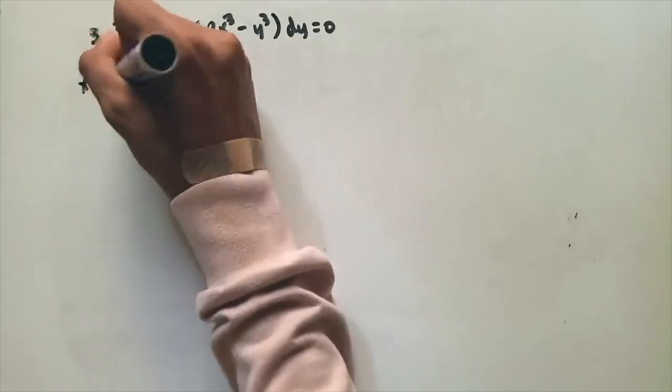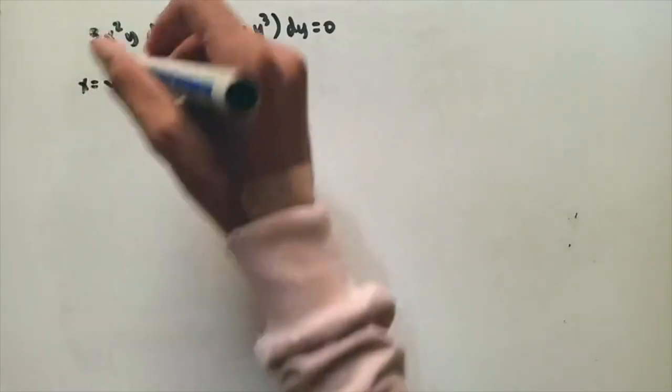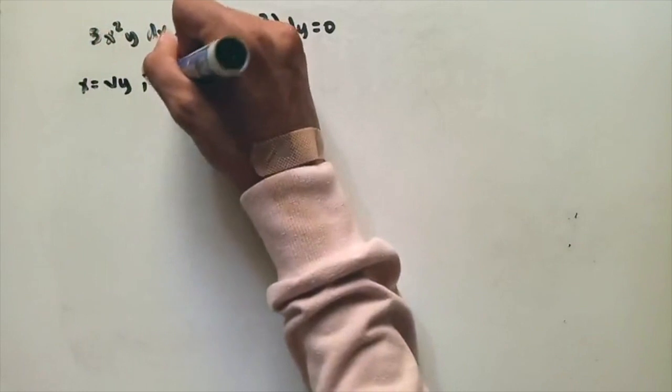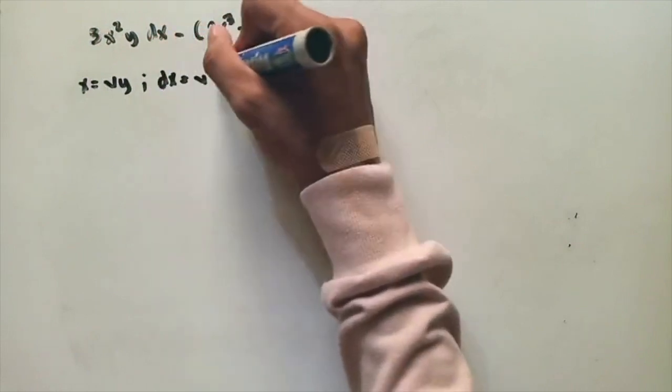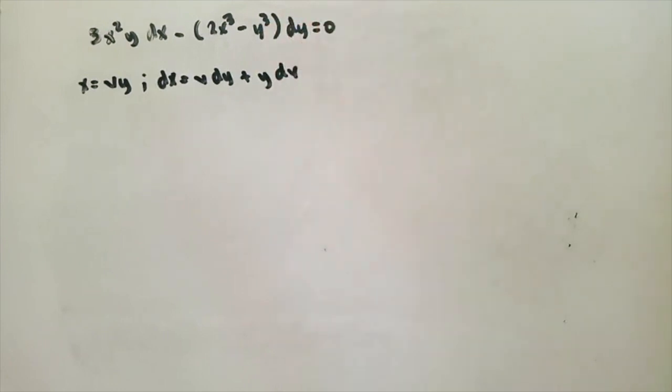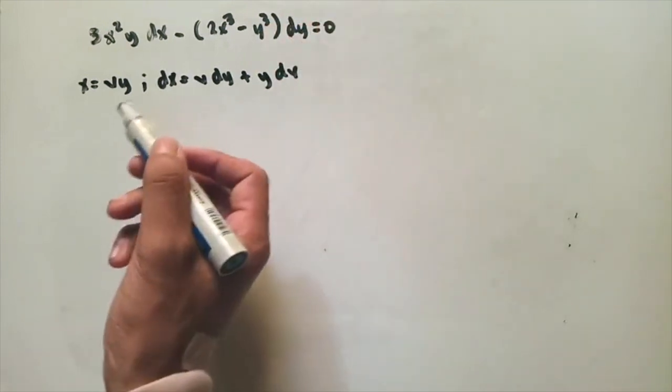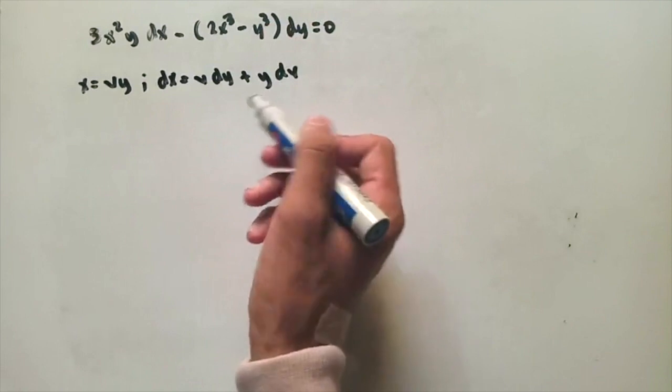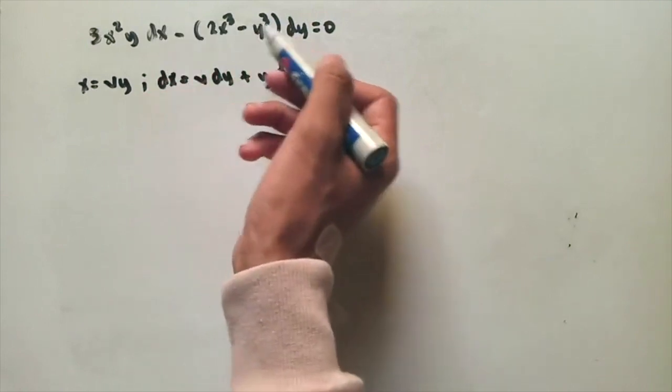x equal to vy. Then dx will become v dy plus y dv. Now, I will just substitute this value into the differential equation.